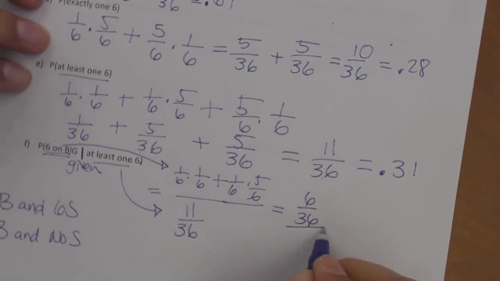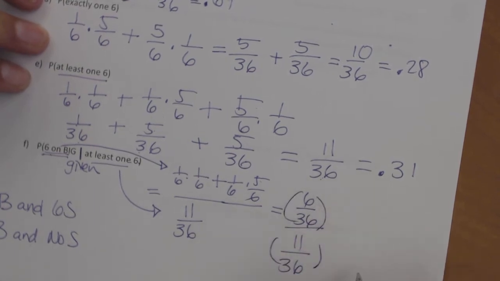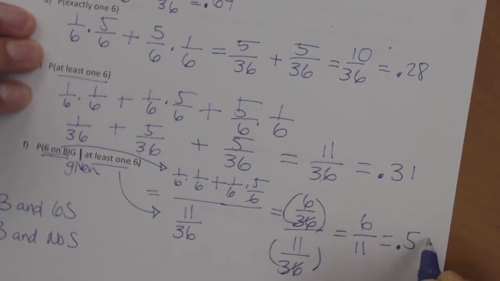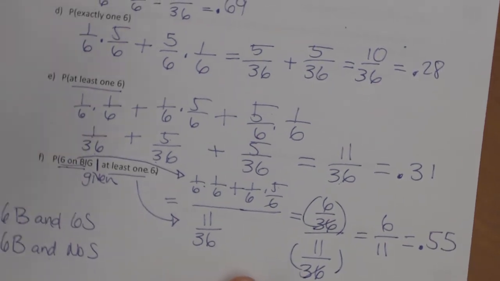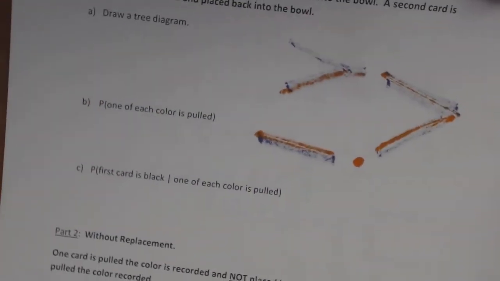And we are going to be dividing by 11 out of 36. You can do this in your calculator if you want. However, the denominators do cancel out, and we get 6 out of 11, which is going to be 0.5454, so it's going to be about 0.55. So we have a 55% chance. That's not too bad. Okay, that was your introduction to tree diagrams. Let's look at tree diagrams with replacement and without replacement.